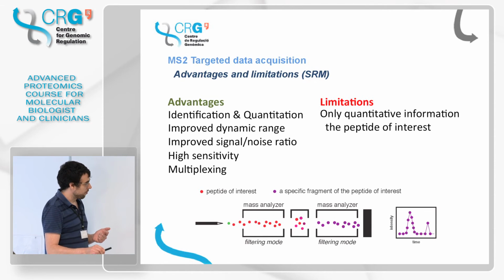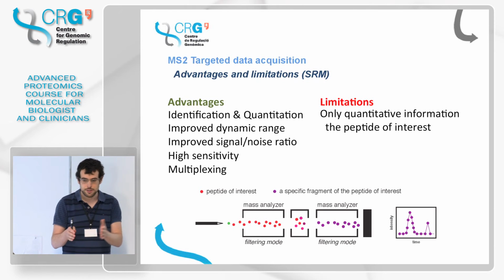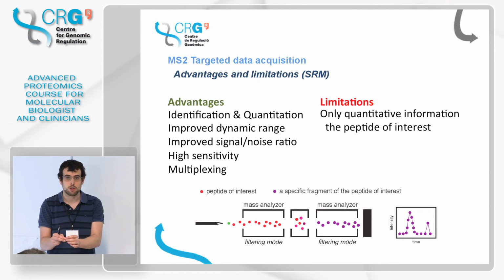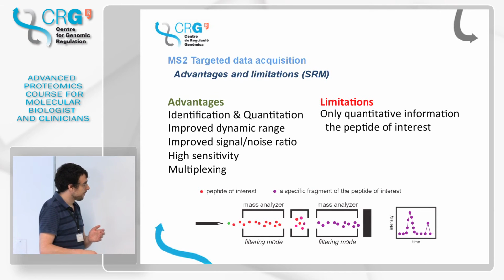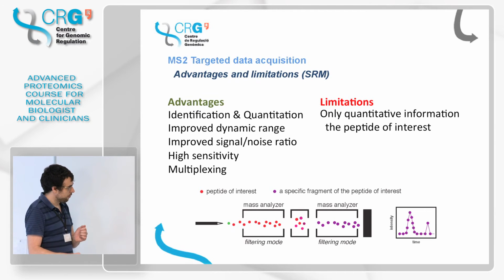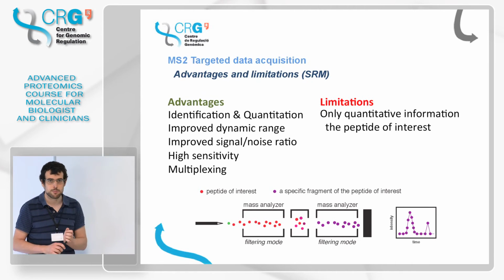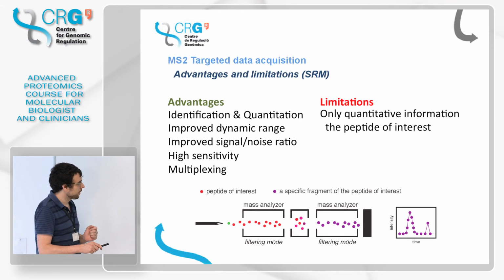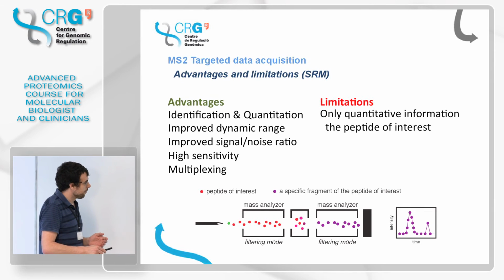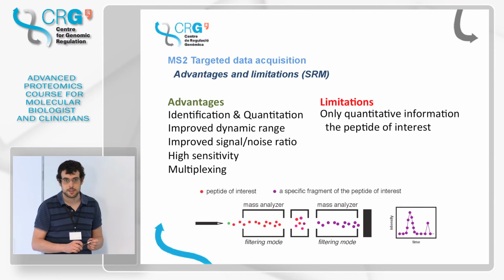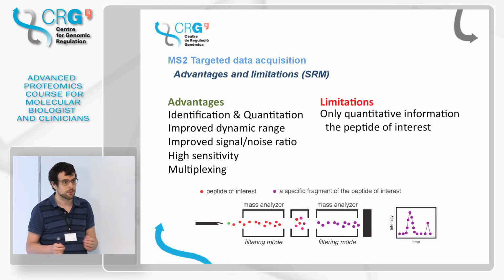I have improved dynamic range because as I'm filtering, this low-amount molecule is not competing with albumin, because albumin I'm getting rid of during the filtering process, both in the first and the second analyzer. Therefore, I gain improved signal-to-noise ratio. I gain also sensitivity. And as we have seen, I can multiplex and measure more than one peptide per protein. Okay? And limitations are that, as in any other targeted approach, I'm only getting quantitative information for the peptide of interest, right? Because anything else is filtered out.